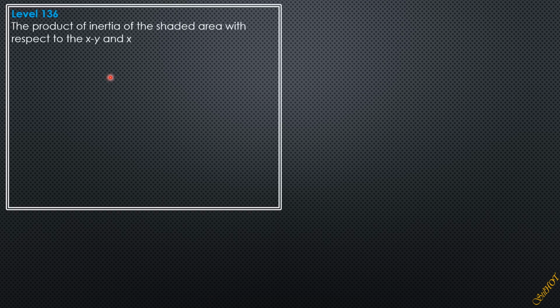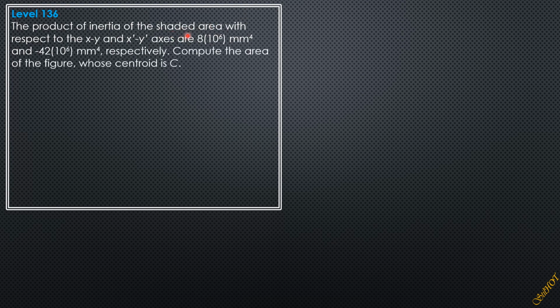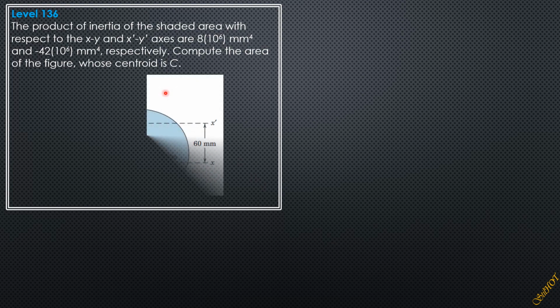Level 135. The product of inertia of the shaded area with respect to the xy and x prime y prime axes are 8 times 10 to the 6 mm to the fourth and negative 42 times 10 to the negative 6 mm to the fourth, respectively. Compute the area of the figure whose centroid is C.